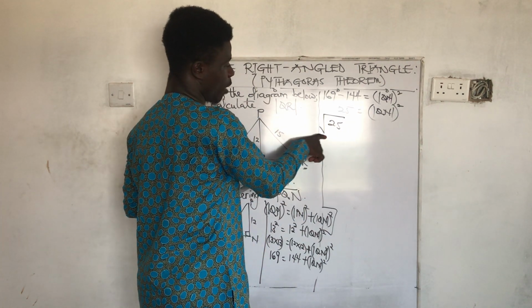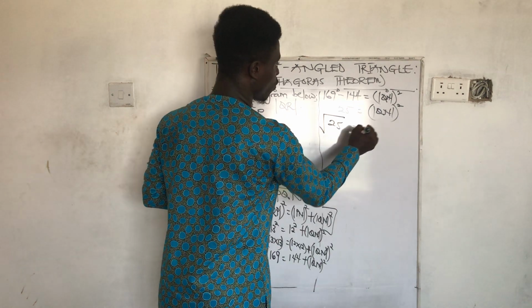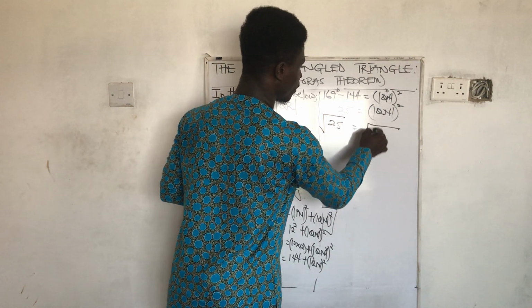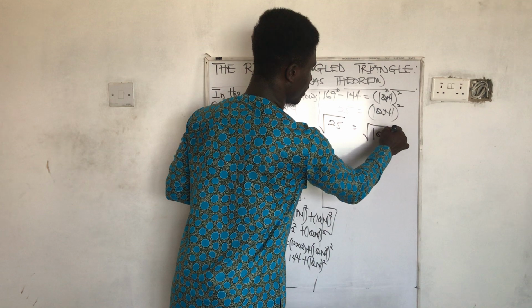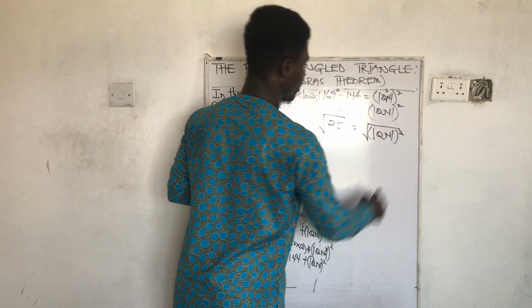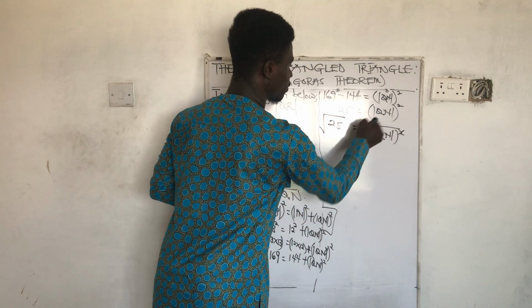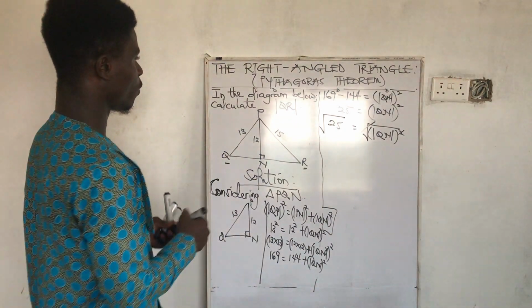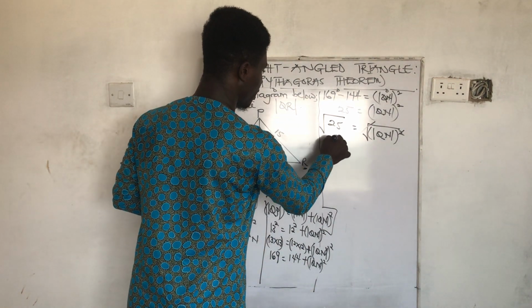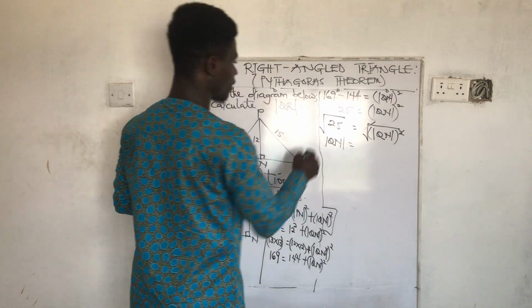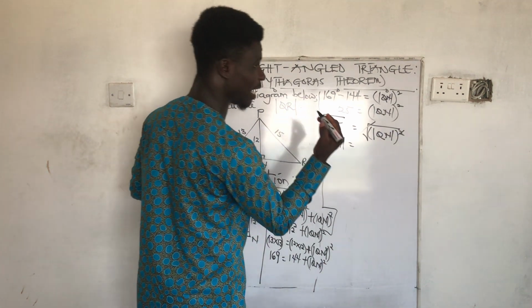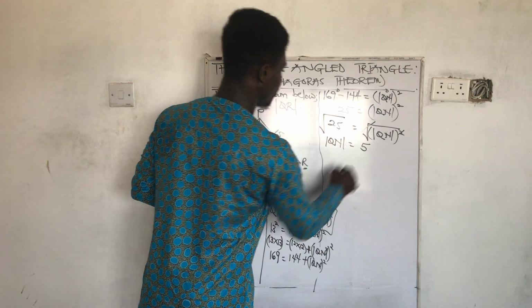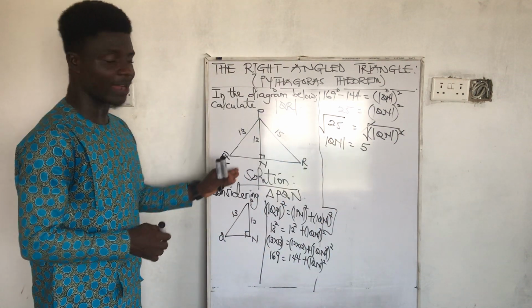So that means the square root of what? 25 equals what? The square root of the length of QN all squared here. So this square cancels what? The square root. Alright, so now the length of QN gives what? Square root of 25 is what? Is 5. Now there is no unit here, right?